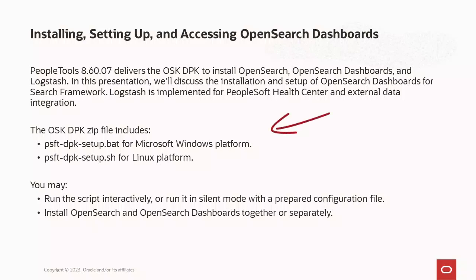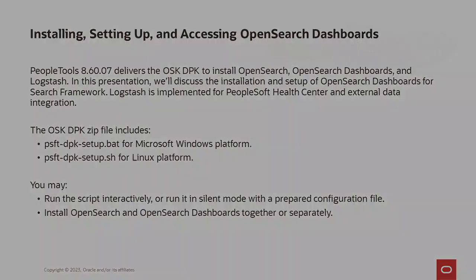The OSK DPK zip file includes a setup script for the Microsoft Windows platform and a setup script for the Linux platform. You can run the script interactively or run it in silent mode with a prepared configuration file. The DPK gives you the option to install OpenSearch and OpenSearch dashboards together or separately. You would install OpenSearch dashboards separately in a scenario where you have already installed OpenSearch.